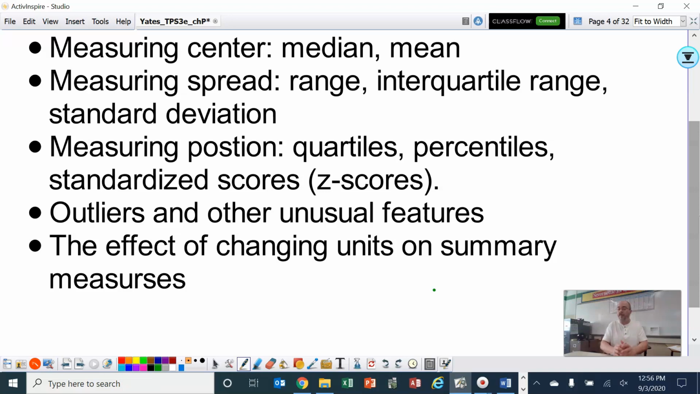Outliers and other unusual features. A lot of the outliers we discuss in scatter plots, chapter 3. The effect of changing units on summary measures. Okay, if you change the units, how does that affect it? How will that affect the measurements?